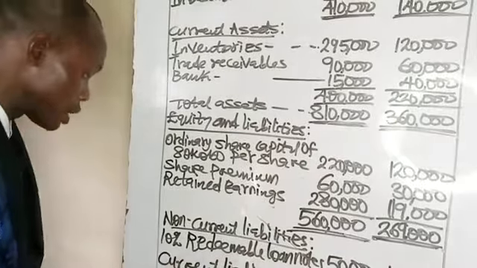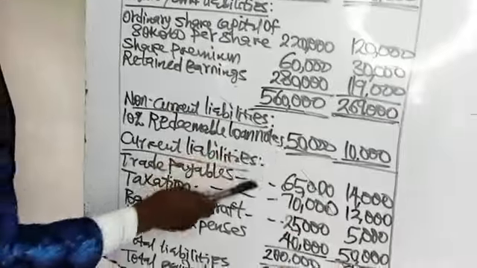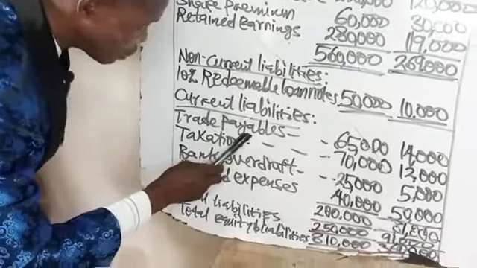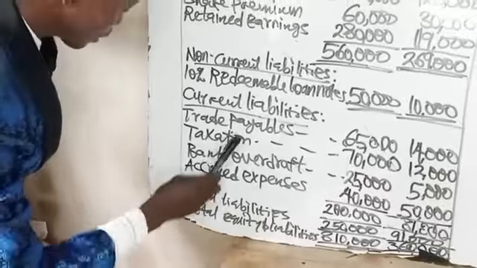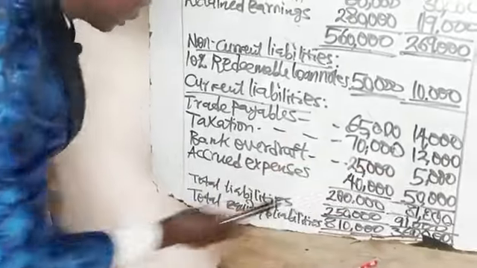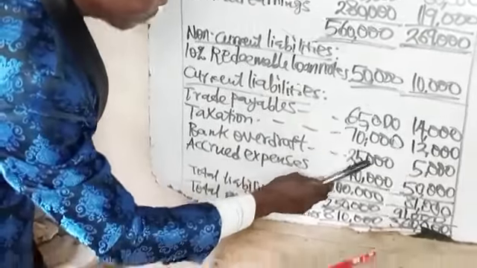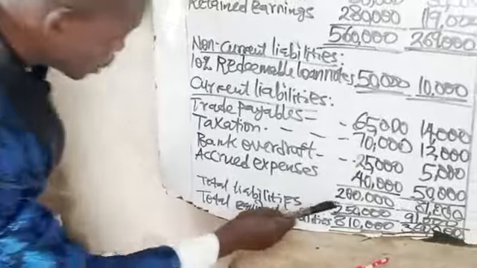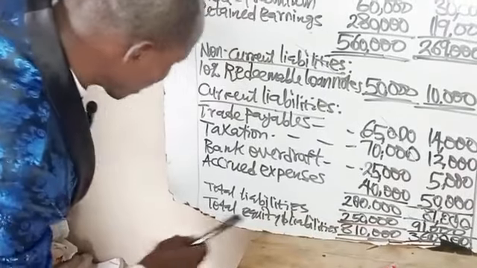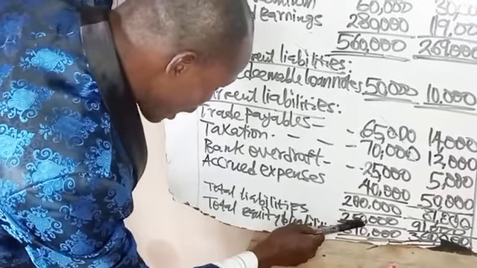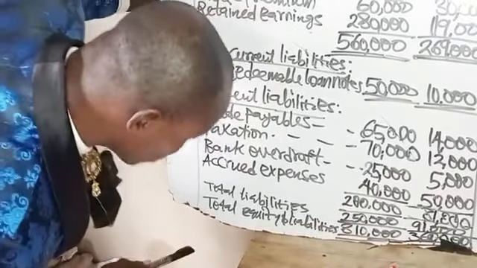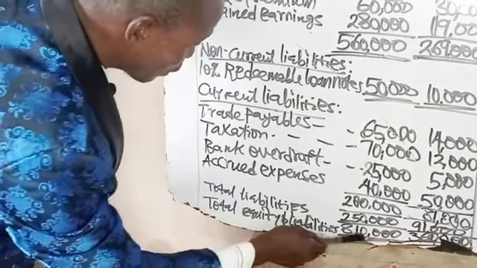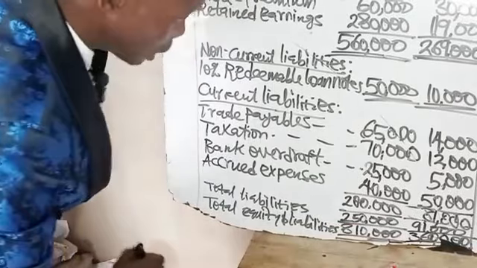We have non-current liabilities, 10% redeemable loan notes, 50,000 and 10,000. Current liabilities, which include trade payables, 65,000 and 14,000. Taxation 17,000 and 12,000. Bank overdraft 25,000 and 5,000. Accrued expenses 40,000 and 50,000. The current liabilities total 200,000 and 81,000. Total liabilities amount to 250,000 and 91,000. Total equity and liabilities 810,000 and 360,000 for 2021 and 2020 respectively.